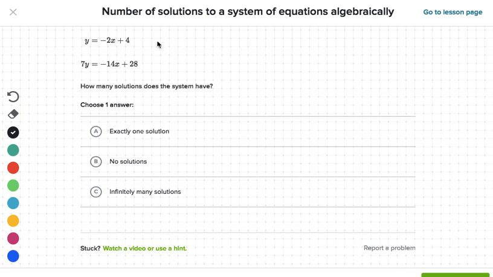So again, the slope is -2 and the y-intercept is 4. For this one, we use the same technique we used in the last question. We're just going to divide everywhere by 7, and we get the slope is -14/7, which is -2, and the y-intercept is 28/7, which is also 4, and again we have infinitely many solutions.